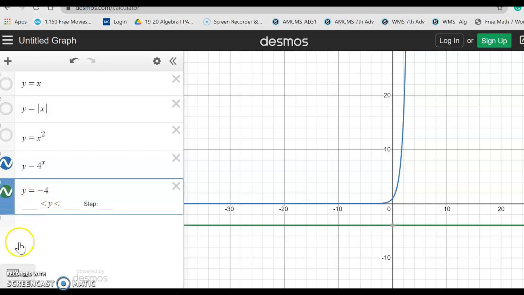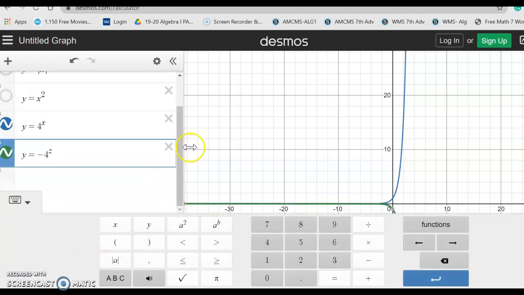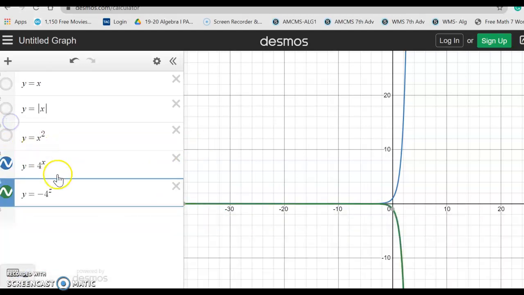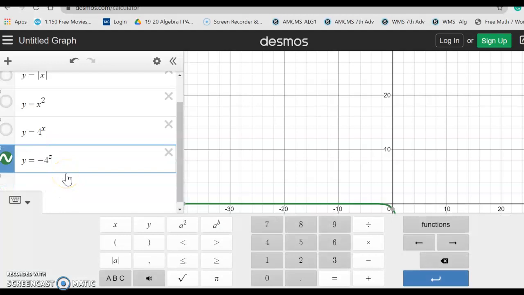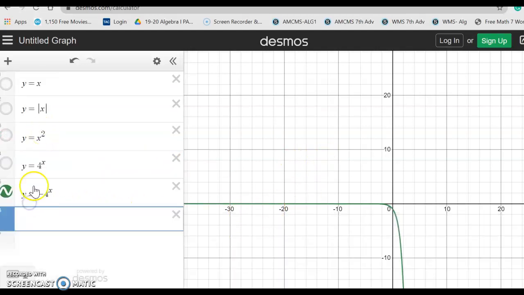Now I'm going to do y equals negative 4 to the x. And just like when you put a leading negative in front of a quadratic, it reflected it. Oh, sorry, that should have been an x. The negative also reflects it.